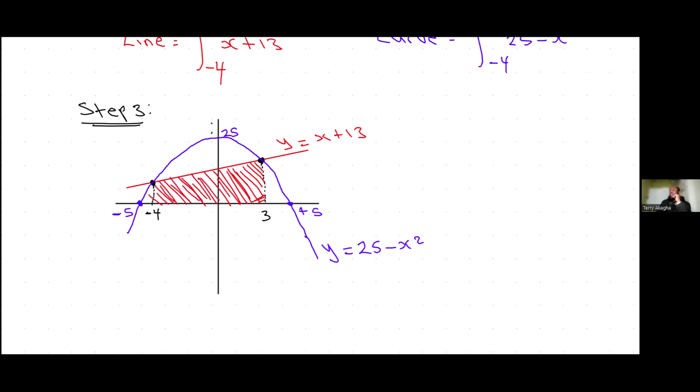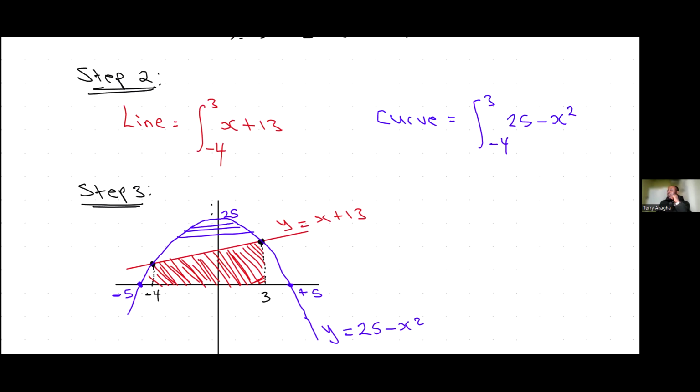Okay? Now, the same thing for the curve. If you integrate the curve as well, it's going to also give you from the curve all the way to the x-axis. So if you integrate this curve here, 25 minus x squared, it's going to give you all this part here, all the way up to the what? The x-axis.